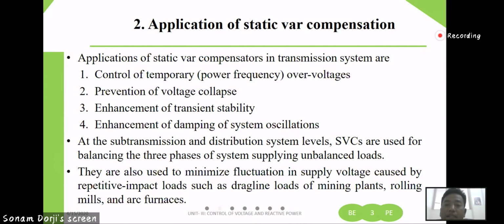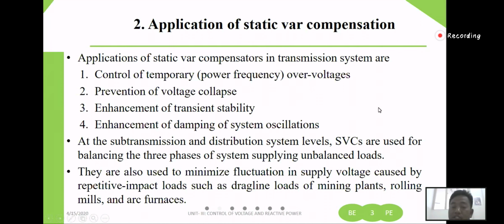Then enhancement of transient stability. You might have studied stability in the last semester. There are different types of stability: steady state stability and transient stability. If you employ static VAR compensation, then transient stability will be improved. Then damping of system oscillation will also be improved. So generally these four applications are there.